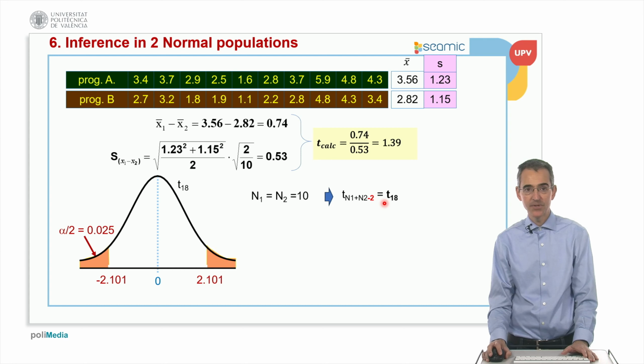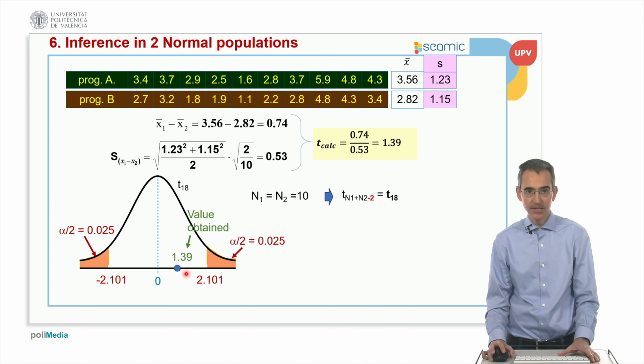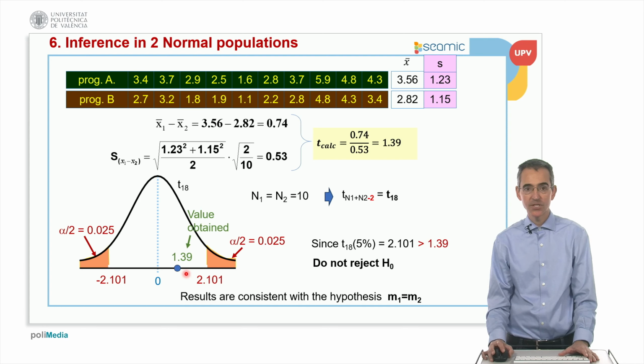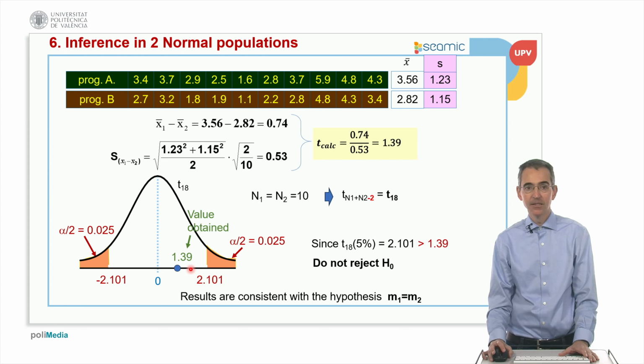So we have the region of frequent values inside and the region of not frequent values in the right tail and in the left tail. In this case, we obtained a value of 1.39 for the t calculated, which is inside the range of frequent values. It means that we cannot reject the null hypothesis. Do not reject would be the solution. So results are consistent with the hypothesis that both populations have the same mean, or we can say that we don't have enough evidence to say that the population means are different.